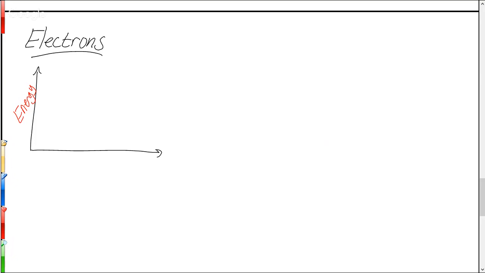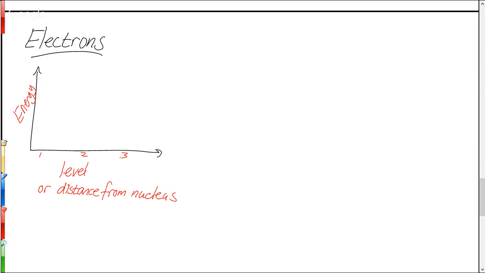And the x-axis is going to be level, or we can also think of this as distance from the nucleus. So we're going to look at 3 levels, 1, 2, and 3. And we're going to say 1 is the electrons that are closest to the nucleus, and then 2 they're a little further away, and then 3 they're a little further away yet.